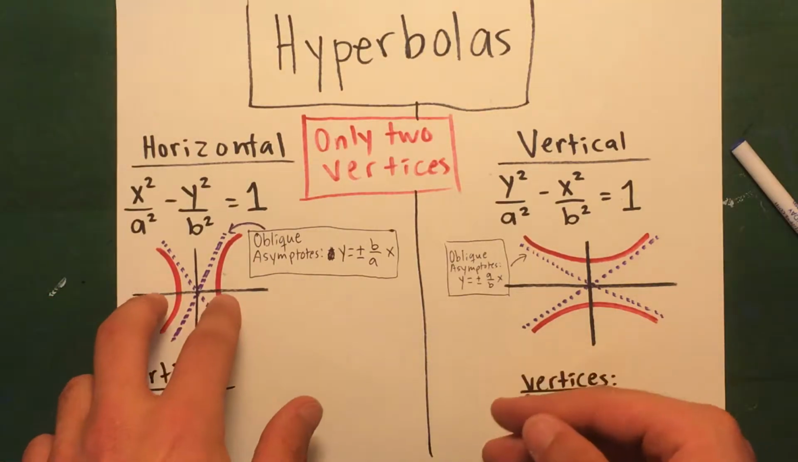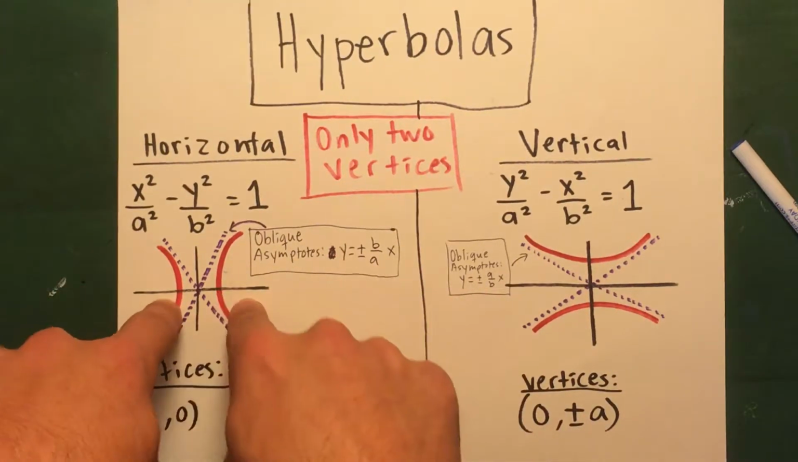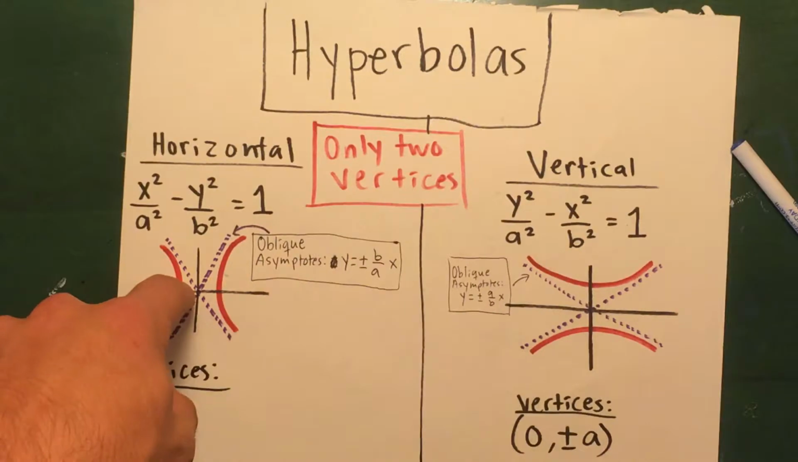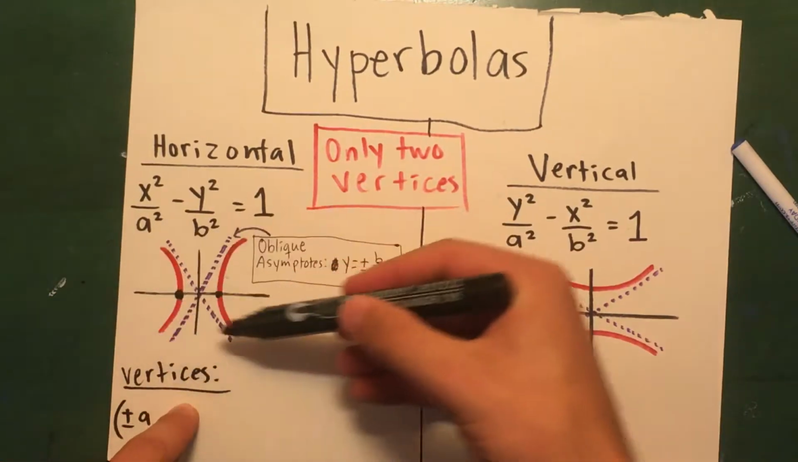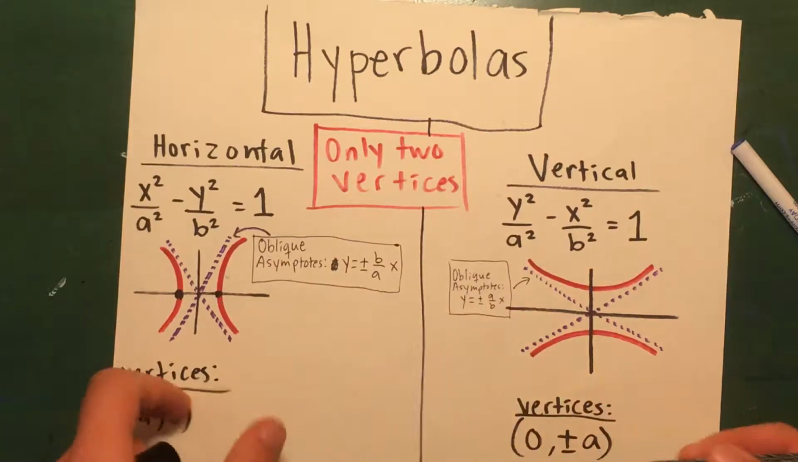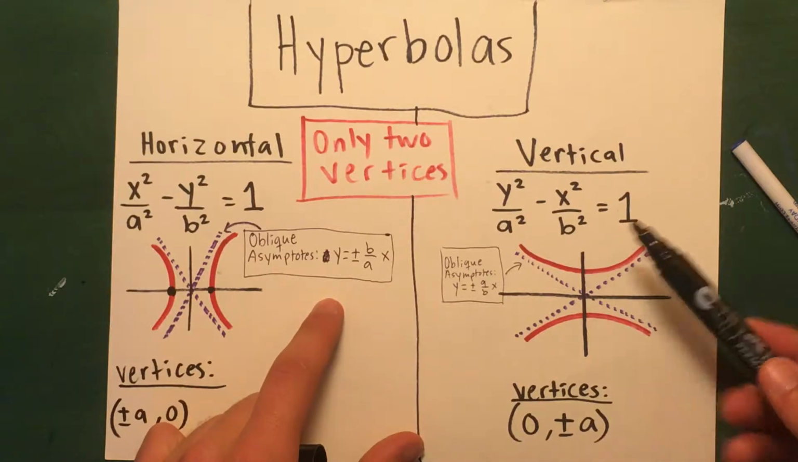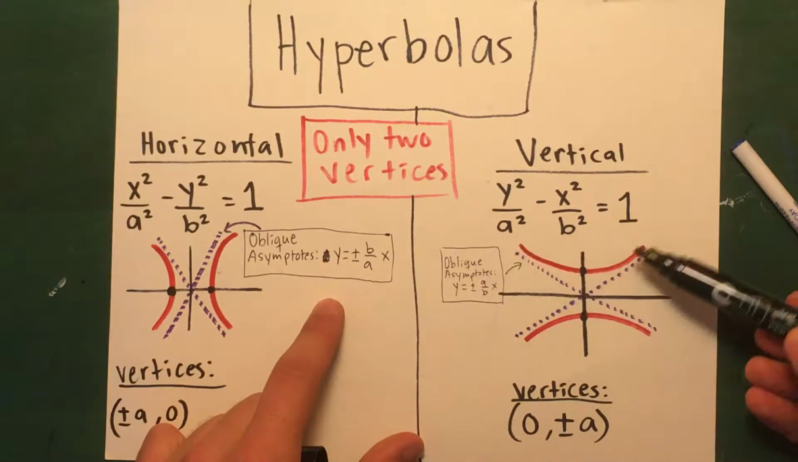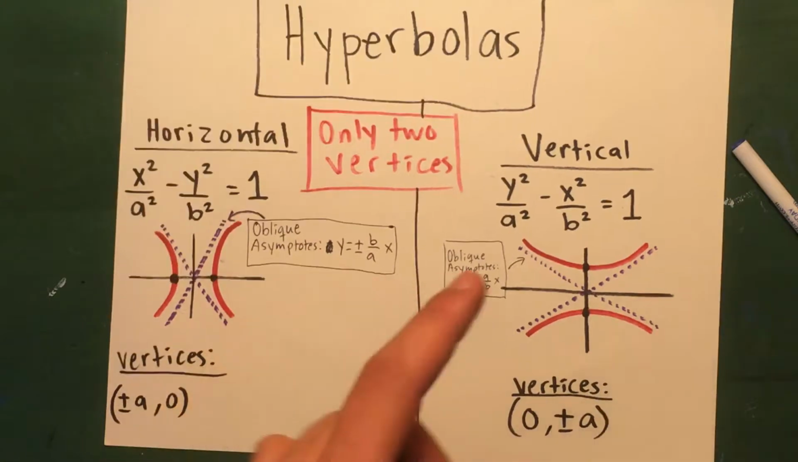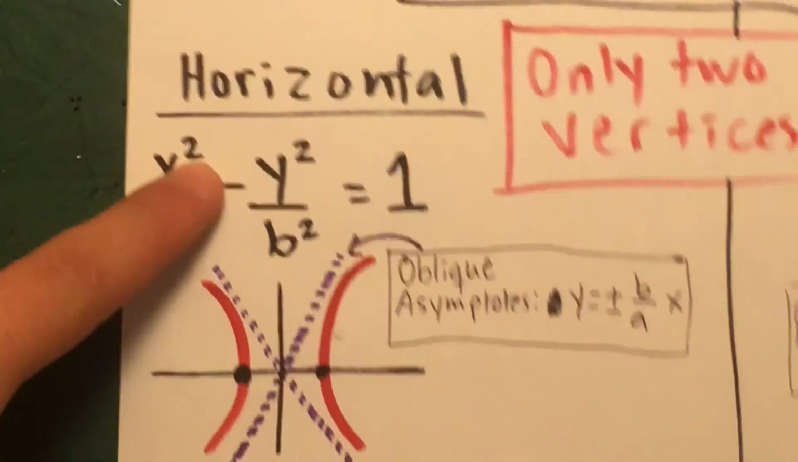If the vertices of the hyperbola are anchored on the x-axis like so, right here, you have these vertices. If they are right on the x-axis, it's going to be a horizontal hyperbola. And if we have a hyperbola with vertices on the y-axis, like so, it's going to be a vertical hyperbola, just like that. Okay, so let's analyze the horizontal hyperbola.